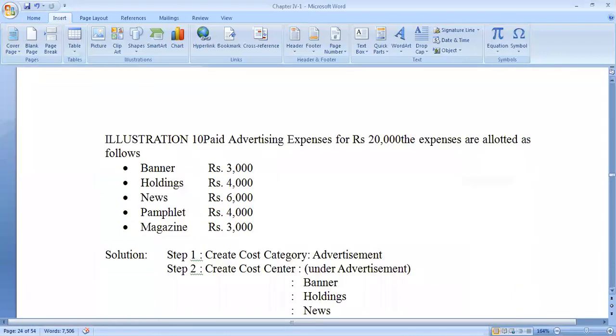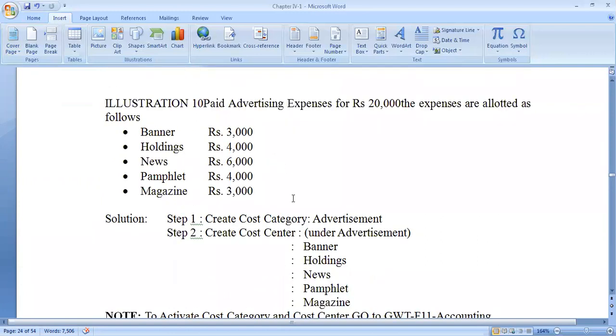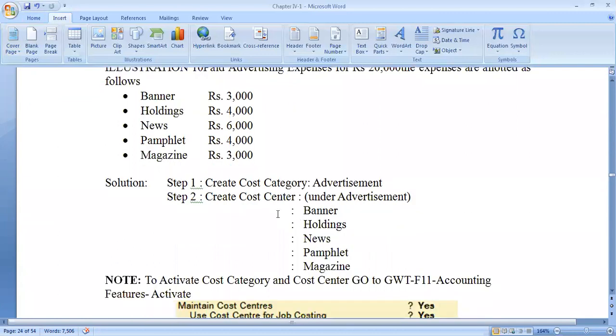The next one is paid advertising expenses of 20,000. The expenses are allotted as follows: banners, hoardings, newspapers. Look at it very carefully. First of all, create a cost category here. The advertisement is the cost category. Then create a cost center. Where do you see this option? The cost category and the cost center.